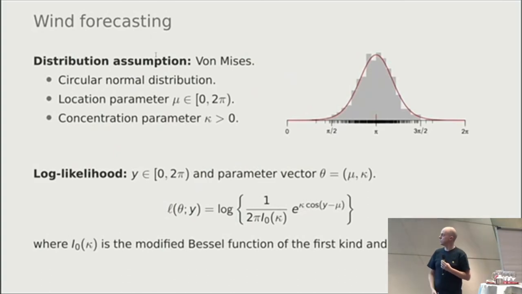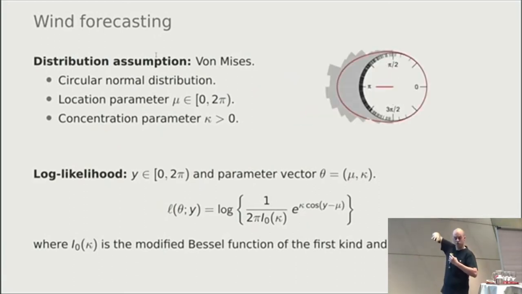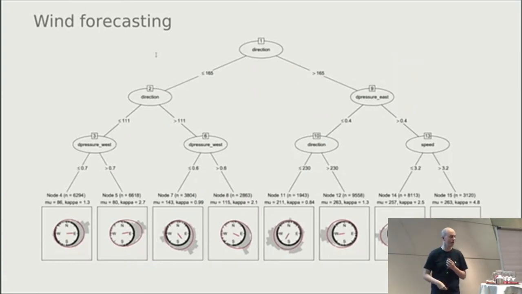And the distributional assumption we're making is we're using the von Mises distribution, which is also labeled the circular normal distribution, living on the range for the circle, and it has a location parameter and a concentration parameter related to the variance. And I can either present it in a linear way here, but of course 0 and 2 pi are just the same thing, so I should really wrap it around the circle. And then I see here the mean and the density in red, and the gray bars are the circular histogram. Okay, just for completeness, the log likelihood is given here, and we can just estimate this model with maximum likelihood as before. And if we do that, we get the following tree.